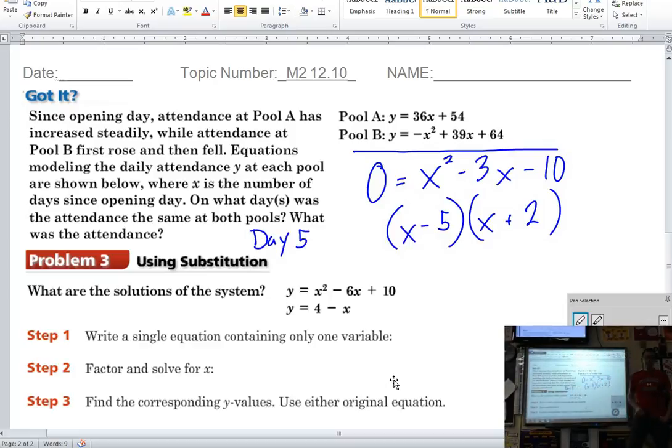And then it actually asks us what then was the attendance. So if their attendance is going to be the same, it's probably easier to plug this into your linear. So we would do 36 times 5, then add 54, and our attendance on day 5 will give us our solution point, 5, 234.